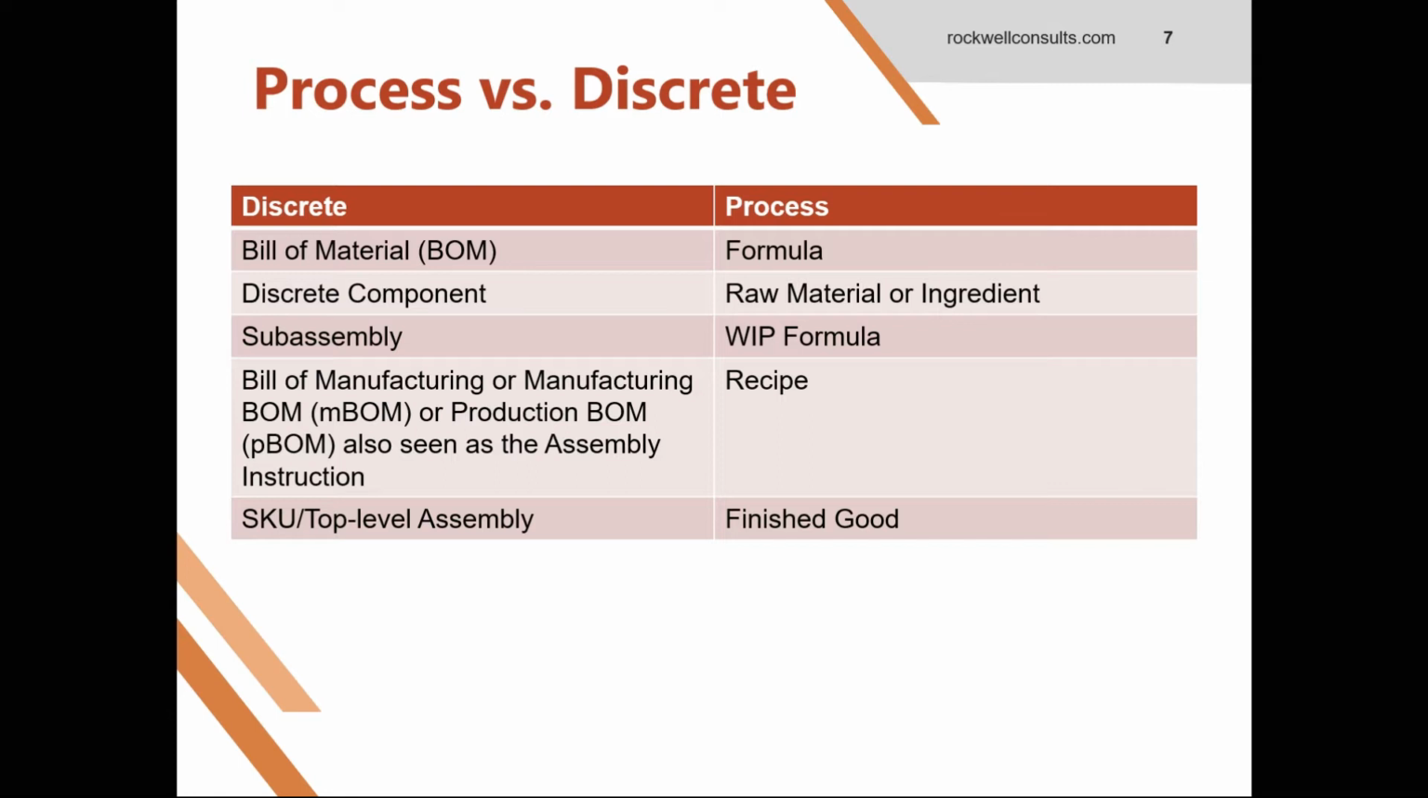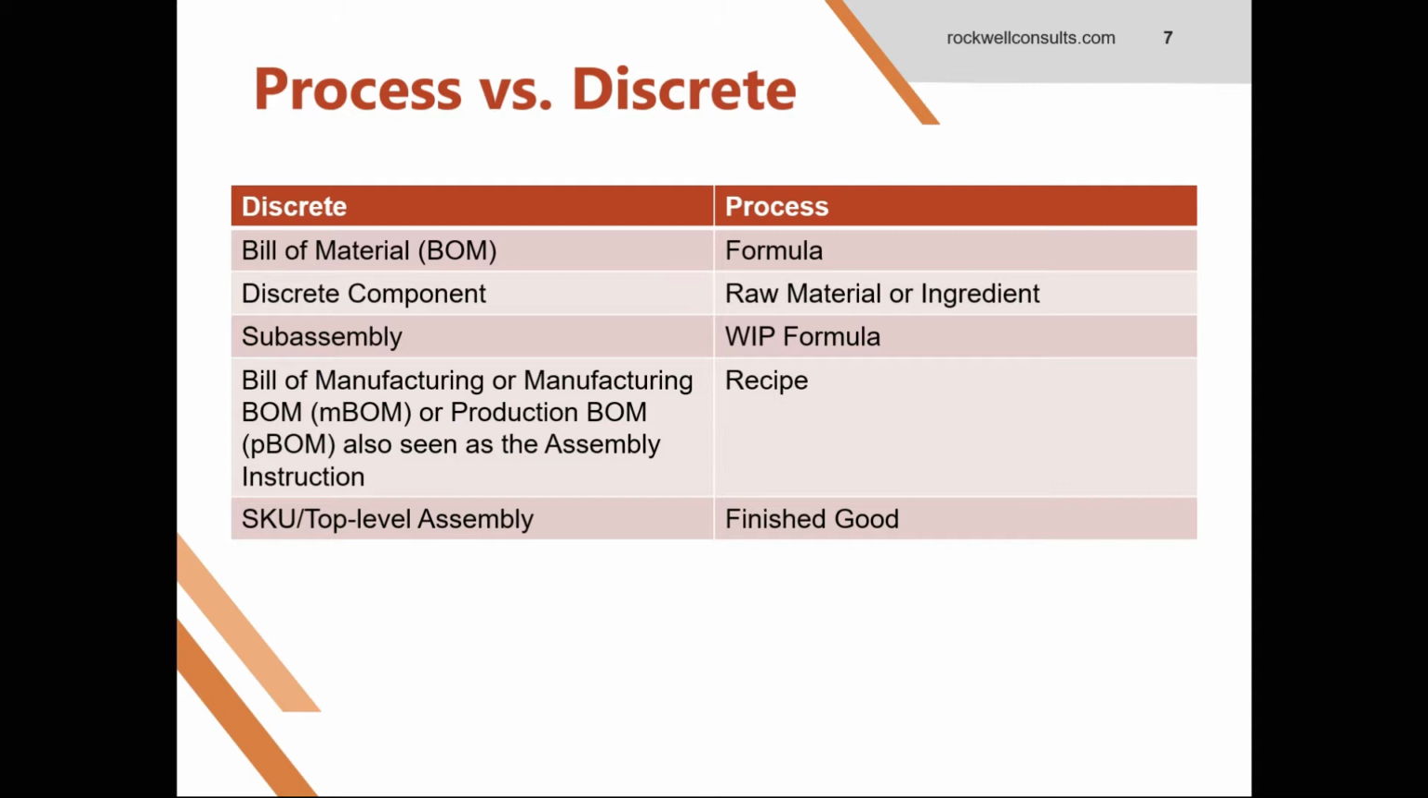Secondly, the intermediate BOM or subassembly can be seen as a WIP or bulk formula, which is some smaller grouping of components or ingredients going into a larger whole. Thirdly, the bill of manufacturing or the assembly process of the bill of material in a discrete environment translates to the combination of the formula with processing aids and instructions typically understood as the recipe.